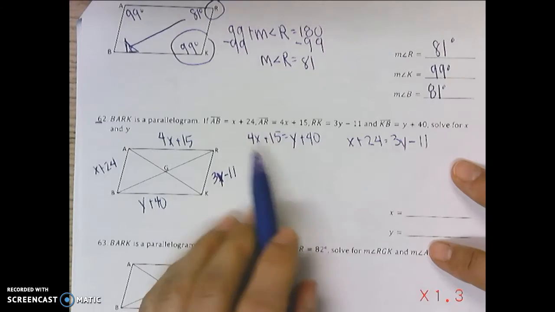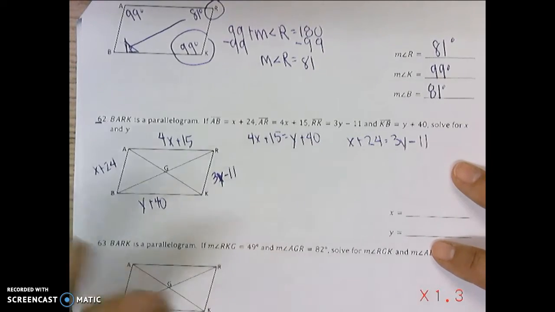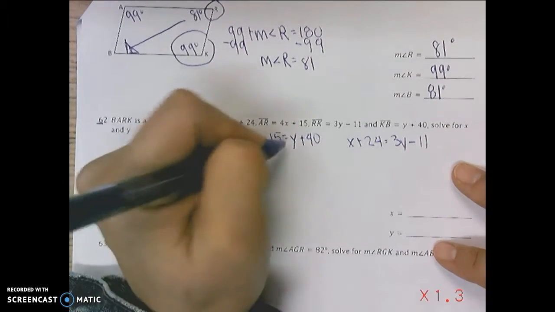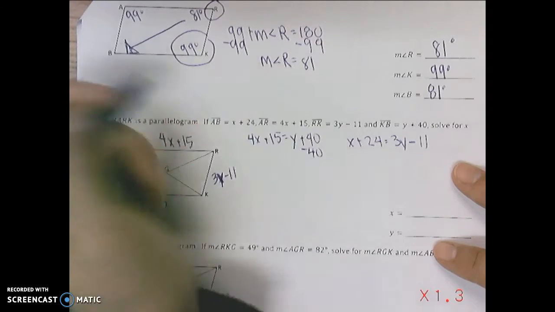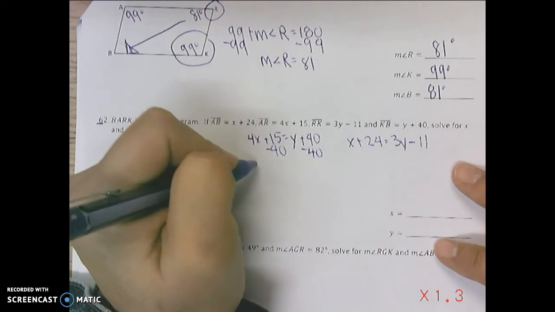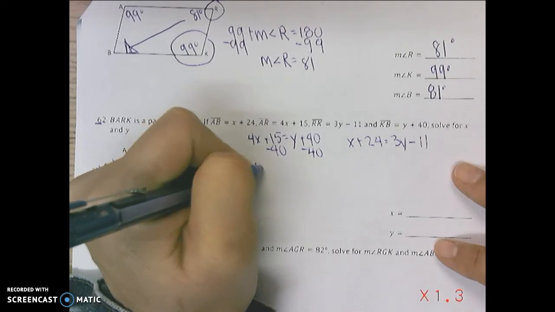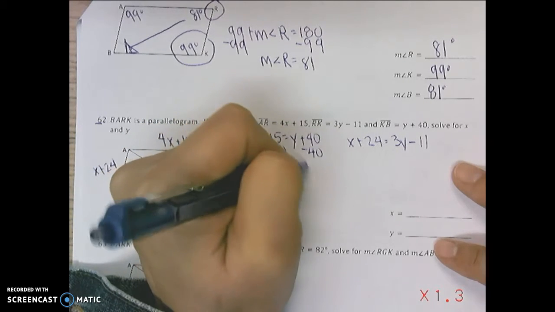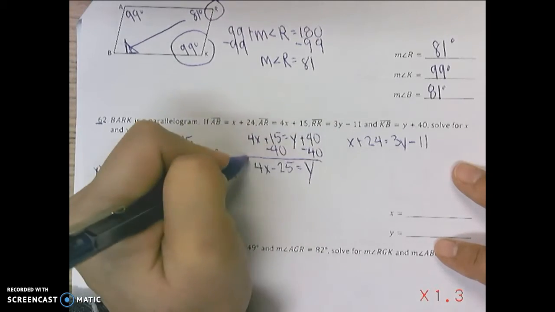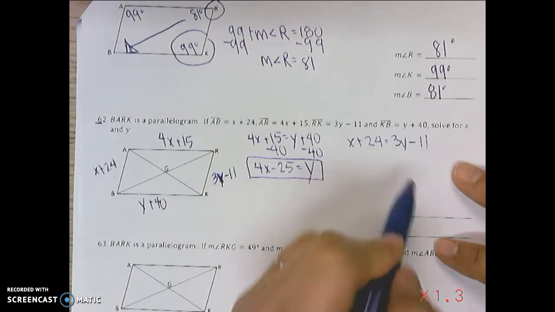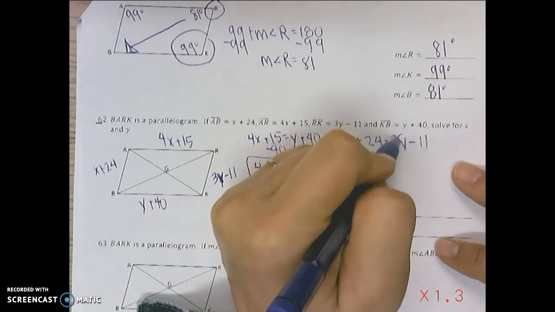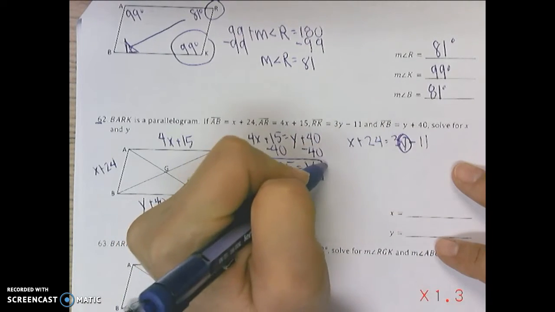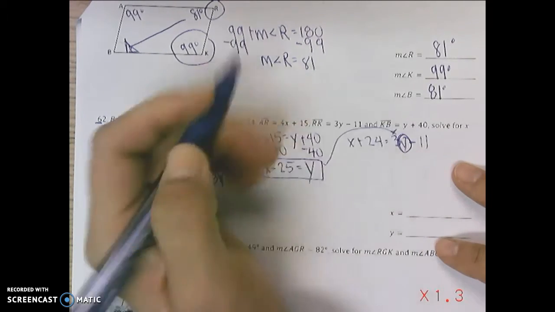All right, I'm going to just choose to isolate my y. It just seems kind of straightforward. And get y by itself. So I will have 4x minus 25 equals y. All right, y has a value now. I'm going to look over here at this equation, and here is a y. So I'm going to take that and plug it in over here.